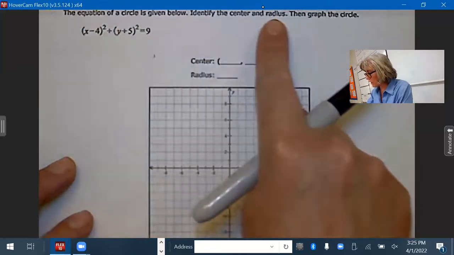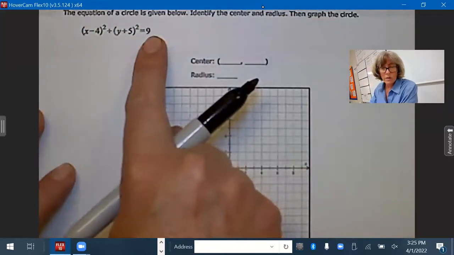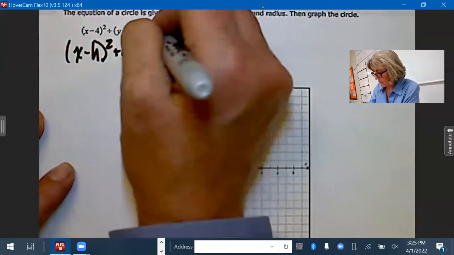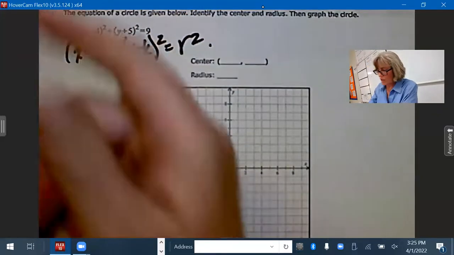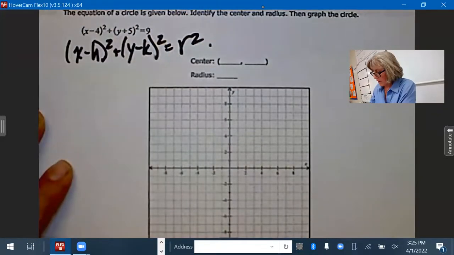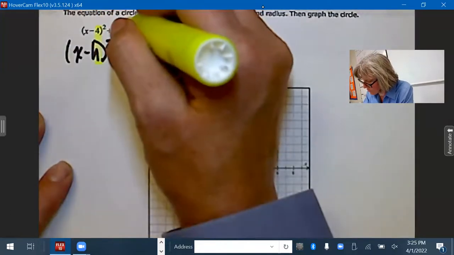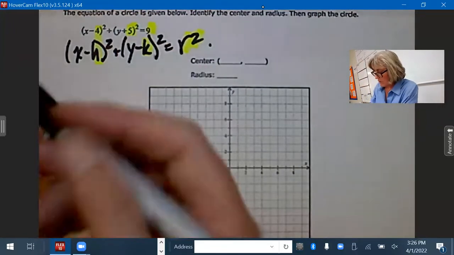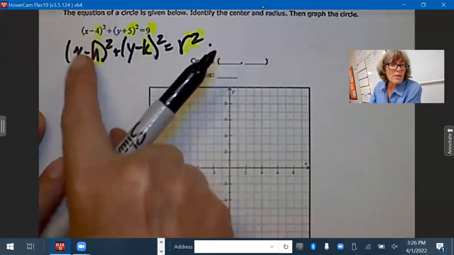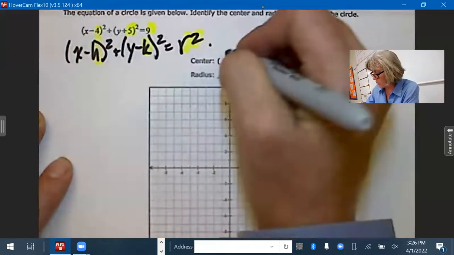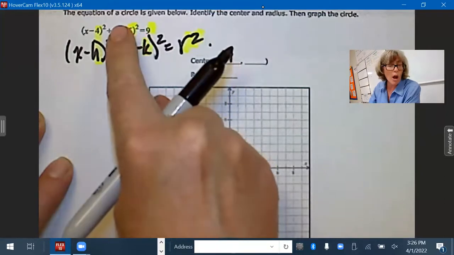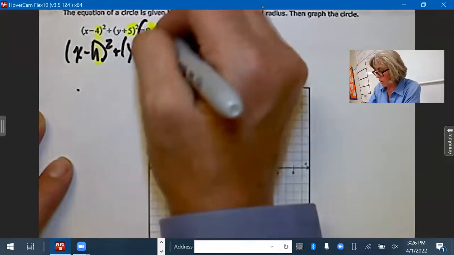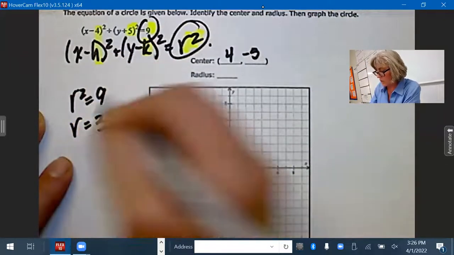Says the equation of the circle is given below, identify the center, radius, and graph. So here, we want to find the h, the k, and the radius. H, K, radius. So notice the sign does not swap. That means your h had to have been 4. Here the sign did swap. So that means your k had to be -5. And last one, I'm going to have r squared equals 9. Therefore, our radius is 3.